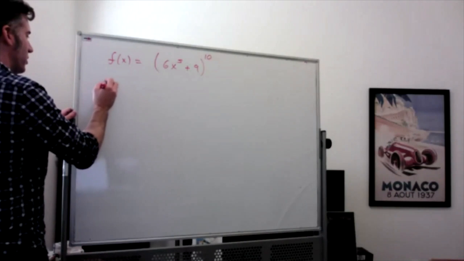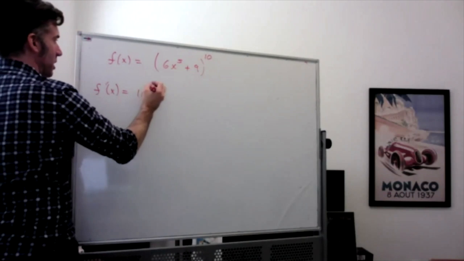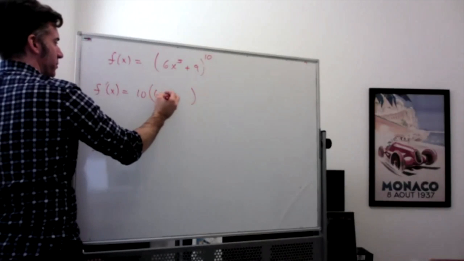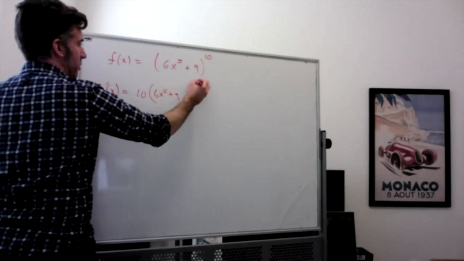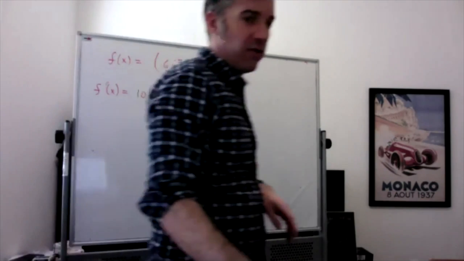So let's find our first derivative. The derivative of stuff to the 10th power is 10 times my stuff to the 9th power times the derivative of my stuff. What's the derivative of my stuff here?